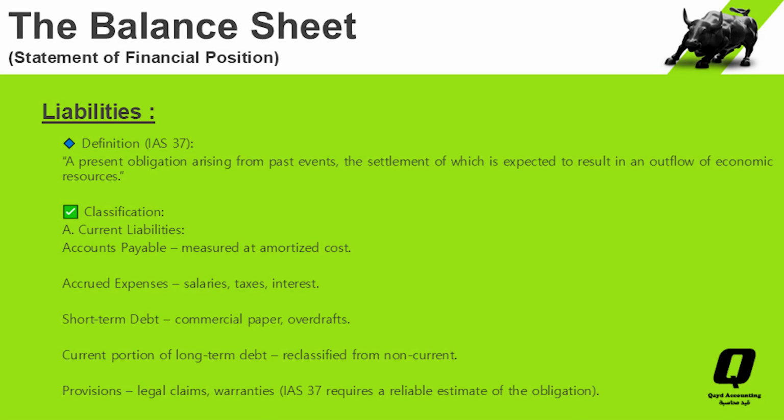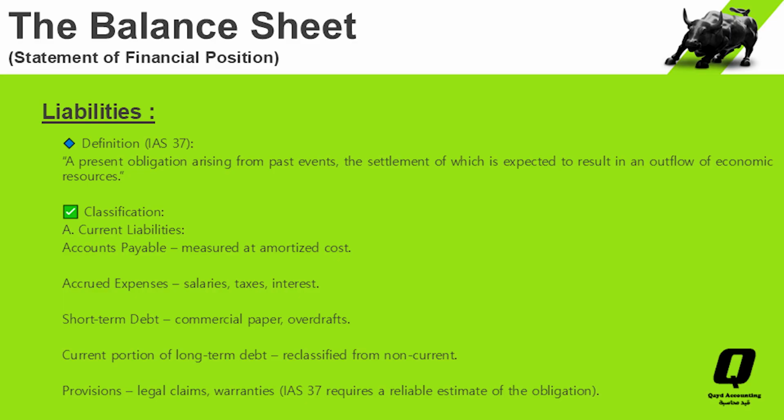Liabilities, IAS 37, a present obligation arising from past events, the settlement of which is expected to result in an outflow of economic resources. Classification: A. Current liabilities. Accounts payable, measured at amortized cost. Accrued expenses, salaries, taxes, interest. Short-term debt, commercial paper, overdrafts.